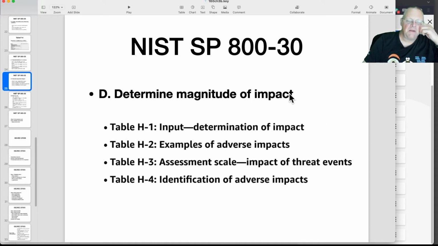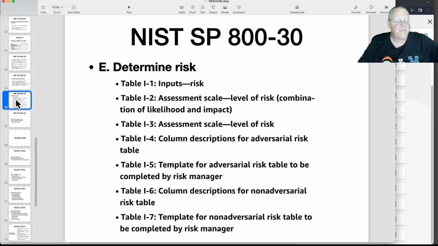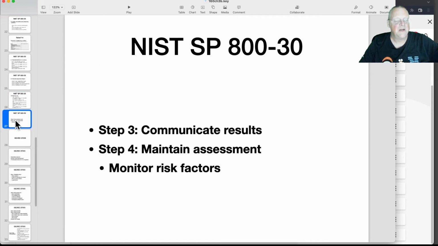All right, so then the magnitude of the impact: determine how much harm it's likely to do to you. They just have examples to guide you here. And then you determine your risk. You have a scale, you fill out these columns and such just to sort of guide you into measuring risk. And then communicate the results, maintain the assessment, and monitor risk factors. You're going to have to keep assessing as things change.